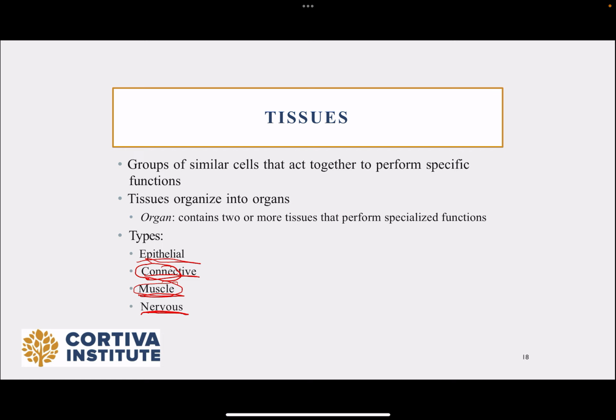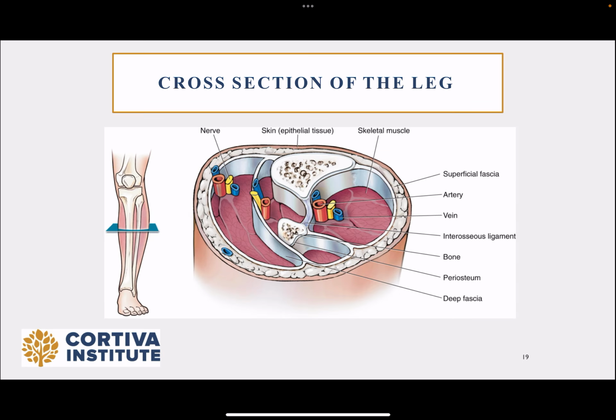And then nervous tissue is the tissue that is going to be utilized by our nervous system. Of course, in order for something to become an organ, these types of tissues need to be present. Why? Because all of our organs are going to perform functions from each tissue. So here's a cross section of the leg so that you can kind of see all of them together.